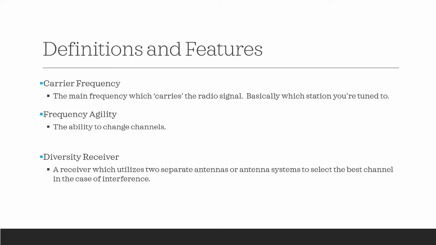The next feature to look out for is diversity receivers. Basically, that's a receiver which utilizes two separate antennas or antenna systems to select the best channel in the case of interference. If you are paying attention to a diversity receiver system, you'll notice an indicator LED, usually over antenna A and antenna B, and you'll see it flick back and forth. What's happening there is the receiver is selecting which of the two antennas has the stronger and better signal.